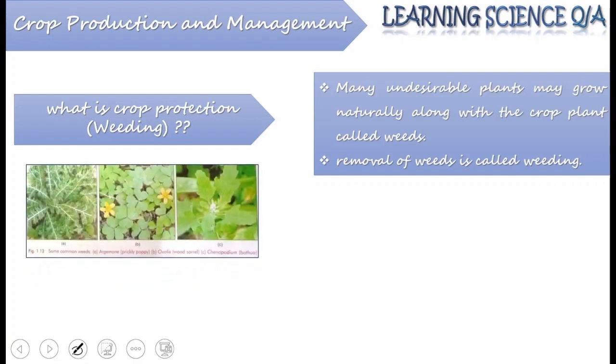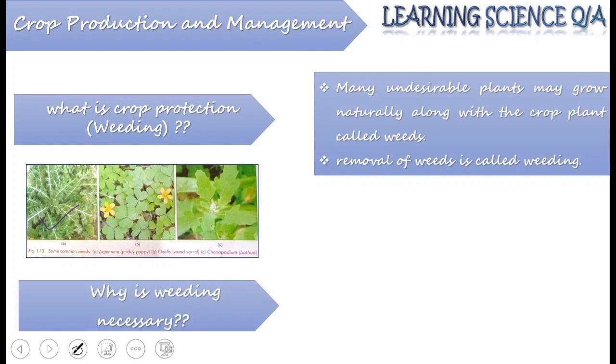Now these are some common examples of weeds. First one being the argemone. It is also known as prickly poppy. Second is the oxalis. It's very common. You can see it anywhere, especially during the monsoon. Third one being the chenopodium.